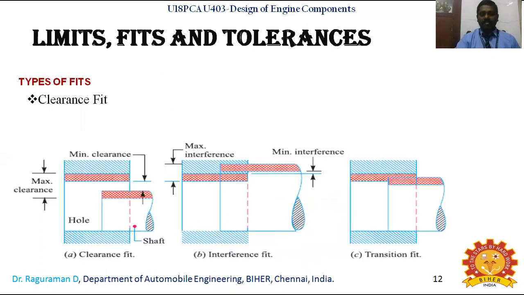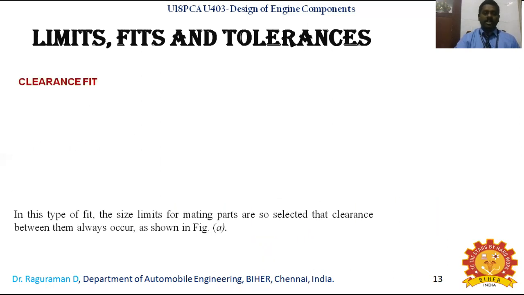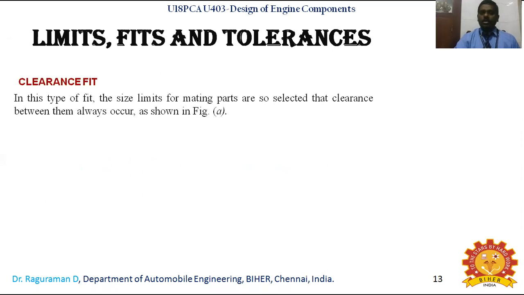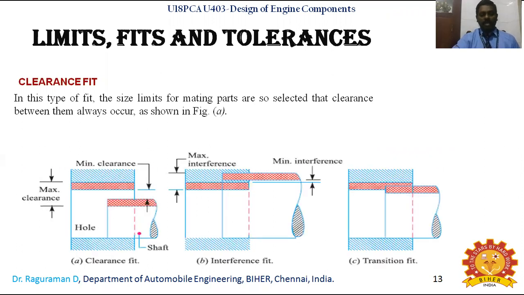Now we will see the types of fits as I mentioned: clearance fit, interference fit, and transition fit. We are going to see them in detail. First, the clearance fit. In this type of fit, the limiting sizes of the mating parts are so selected that a clearance between them always occurs. You can see here that you always have a clearance. You have a tolerance zone of the hole and a tolerance zone of the shaft, and you get a clearance. You have a minimum clearance and a maximum clearance.